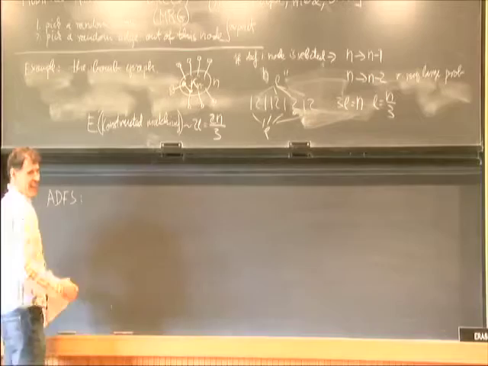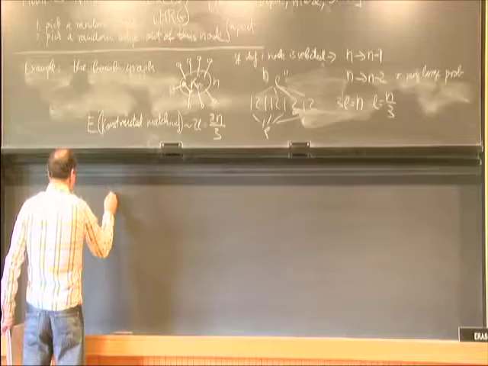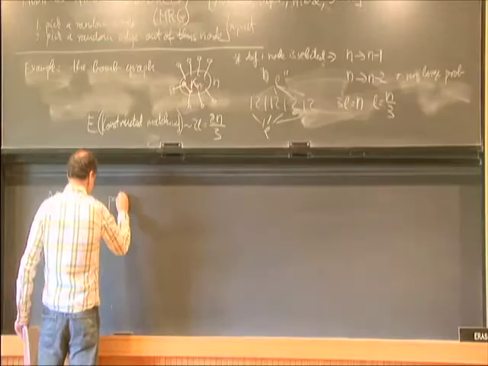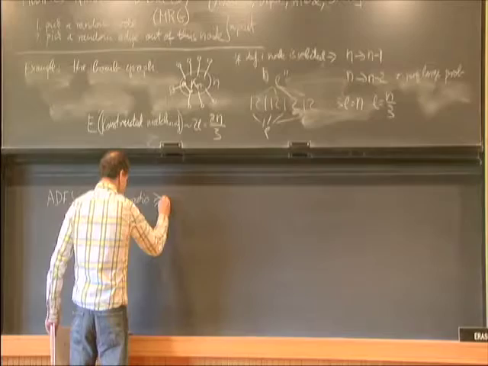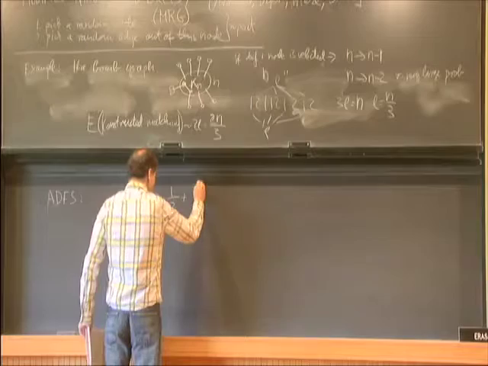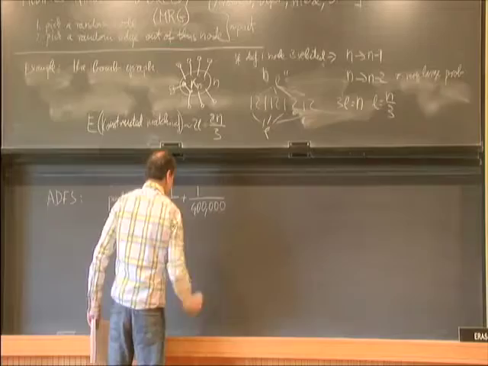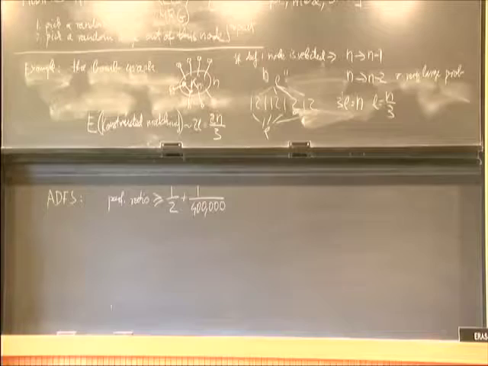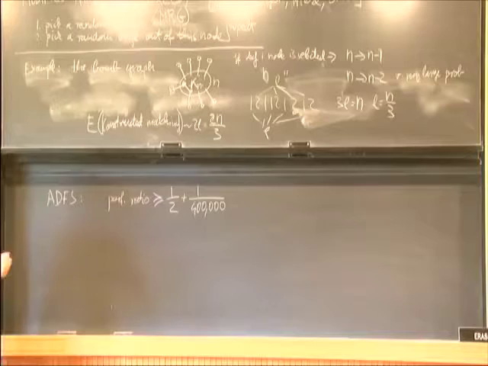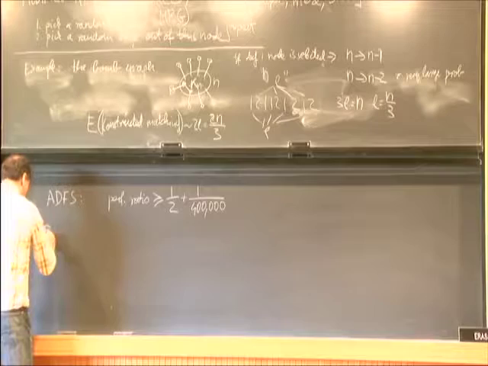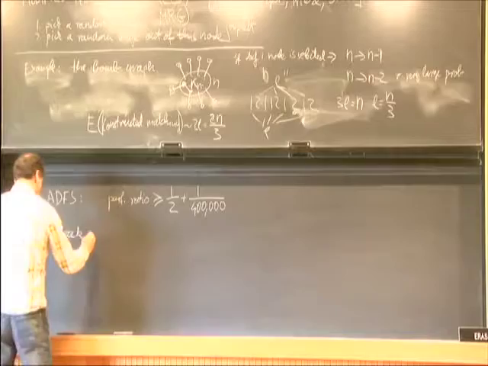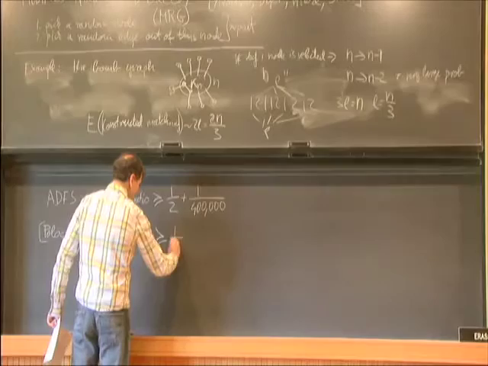So the performance ratio is greater or equal than half, which is the trivial, plus 1/400,000. So now it's just a little bit better than half. So what I am proving with Matthias Poloszek is that the performance ratio is greater than half plus 1/256.